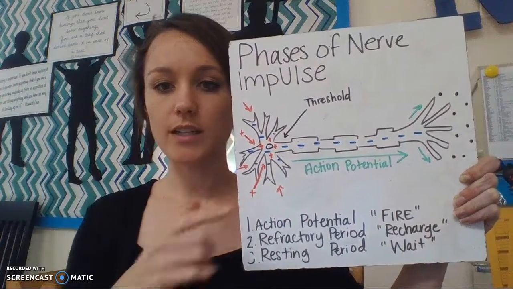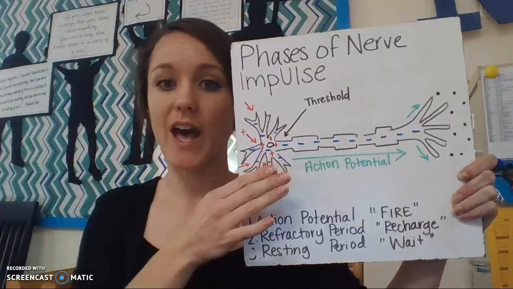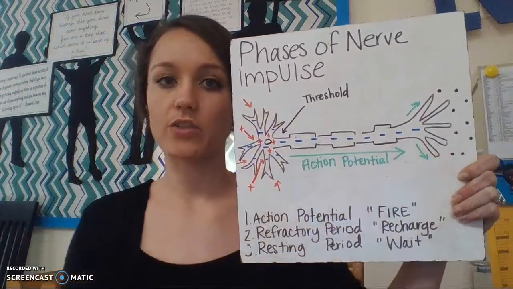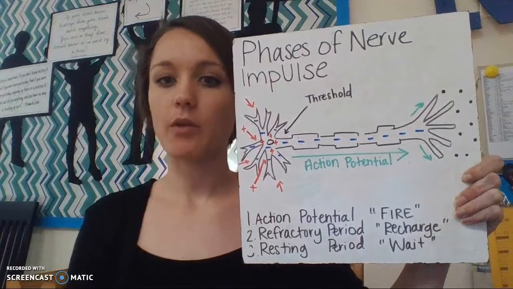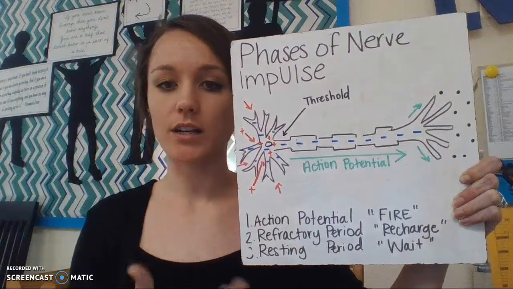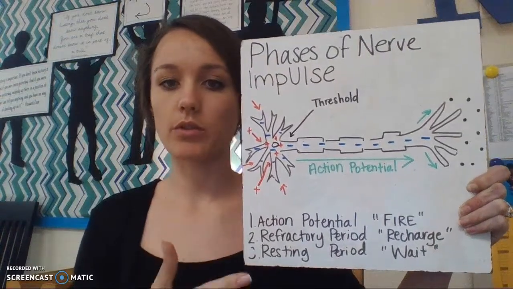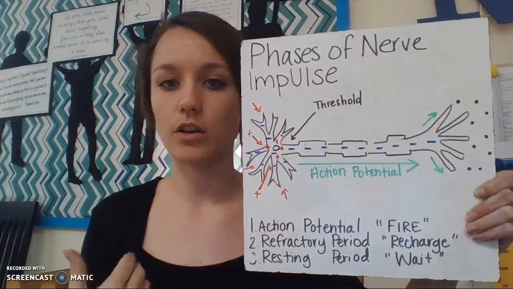So now I'm going to go back and explain, how can action potential happen? How does this electrical impulse fire down? How does that happen? And we say that it happens because it depolarizes. And so that's the next thing I'm going to explain, depolarization. How can a neuron fire?